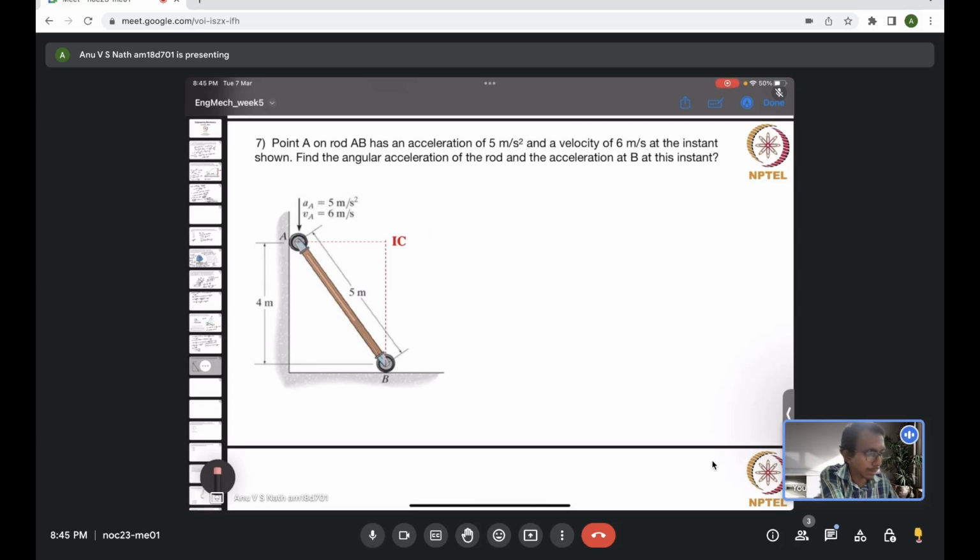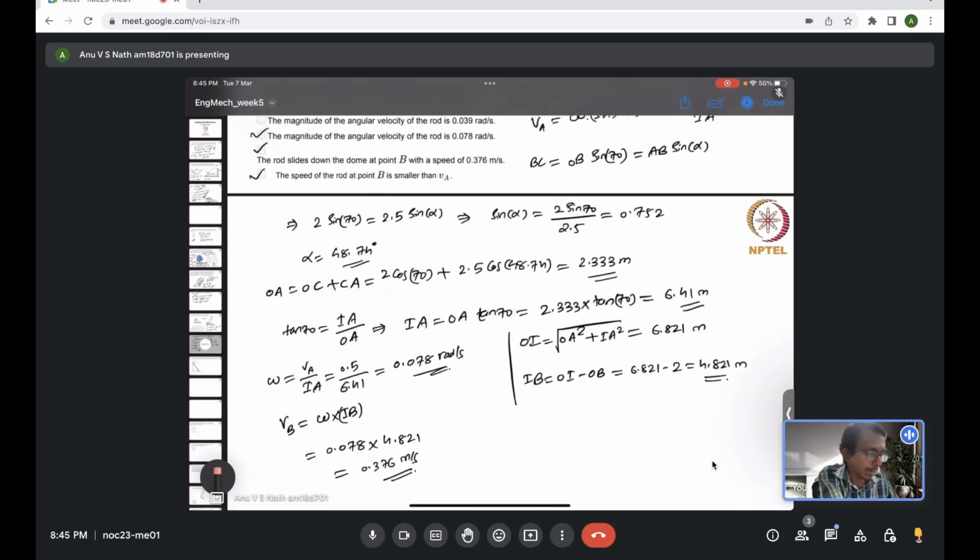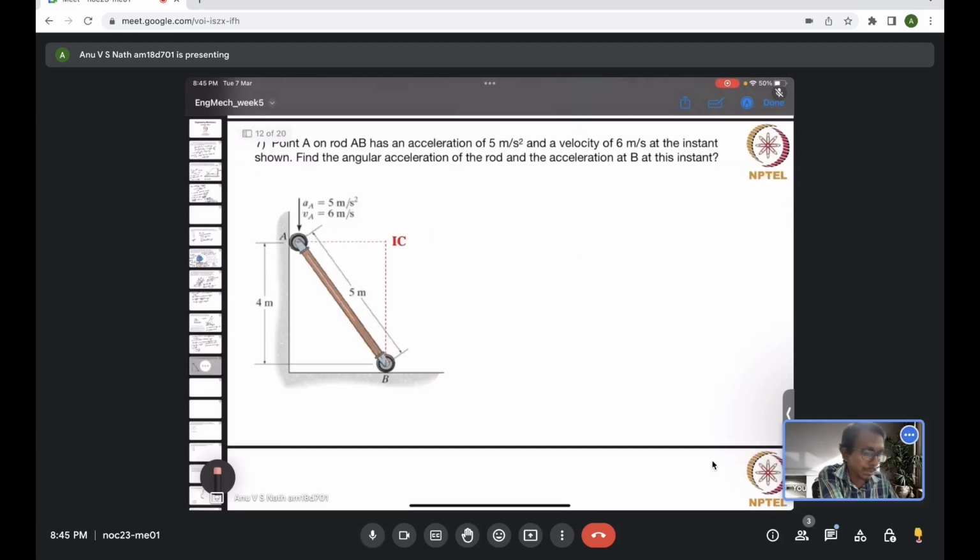So this is another problem which is identical to the earlier problem. Unlike earlier where we had a curved path, here we have a straight path. So it will be a little easier than that. But here one extra thing that you need to evaluate is angular acceleration. This you can try in the earlier problem also. I stopped there, but you can continue to evaluate the angular acceleration.